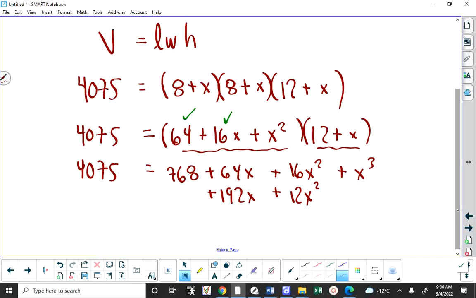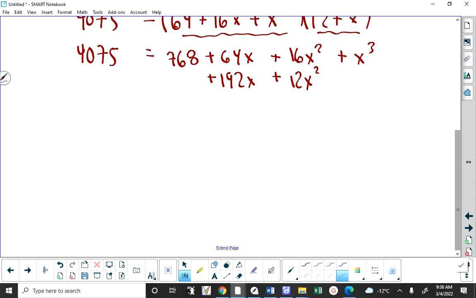This is kind of like the question that was asked earlier, I can't remember who asked it, where we had the consecutive integers. And we had to expand it out to get the polynomial, and then we had to move the negative 60 over. Now I'm going to move the 4075 over. And I'm going to get x cubed.